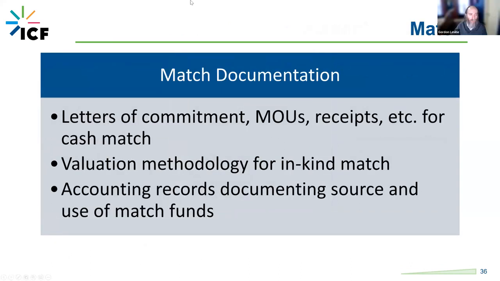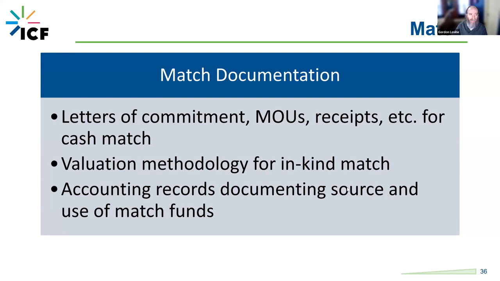So match, this is going to depend a little bit, but generally this is what a monitor will be looking at for match documentation. A letter of commitment or another document for cash match that establishes that the cash match was provided. For in-kind match, documentation of the valuation methodology. And finally, accounting records that document the source and the use of matching funds.